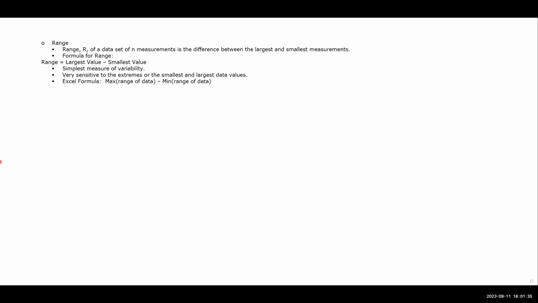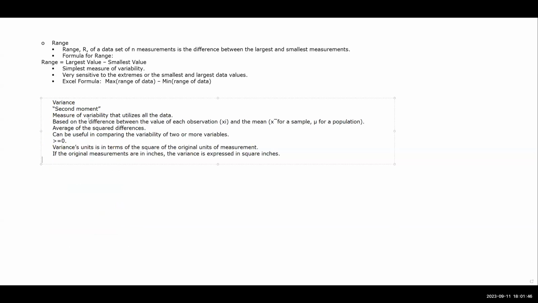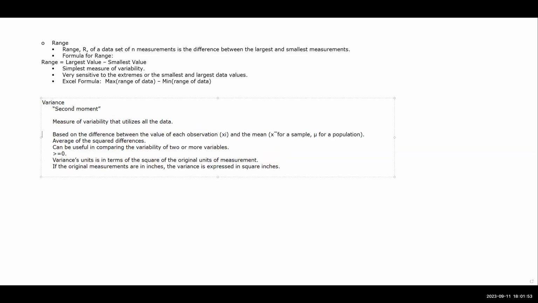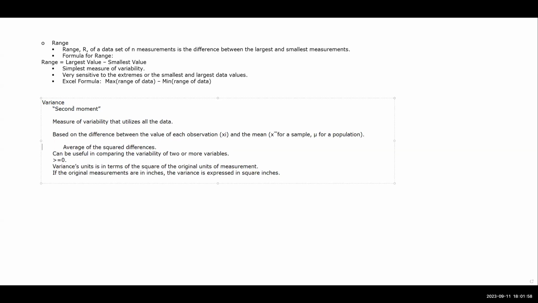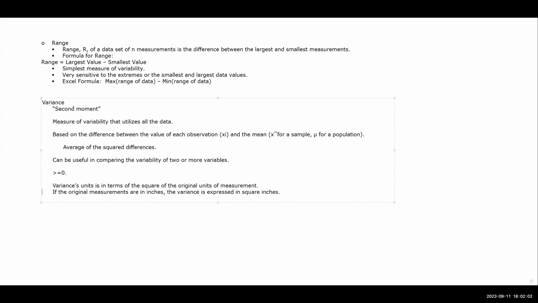All right, the next one we're going to talk about is variance. Oh, lost a little. All right, I lost all the little circles and squares.